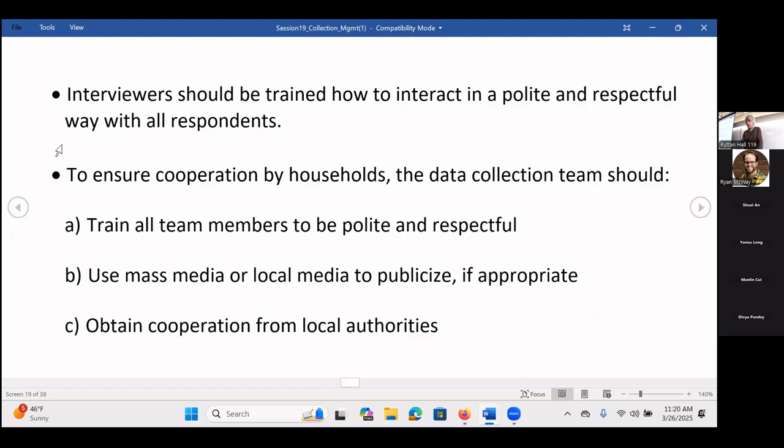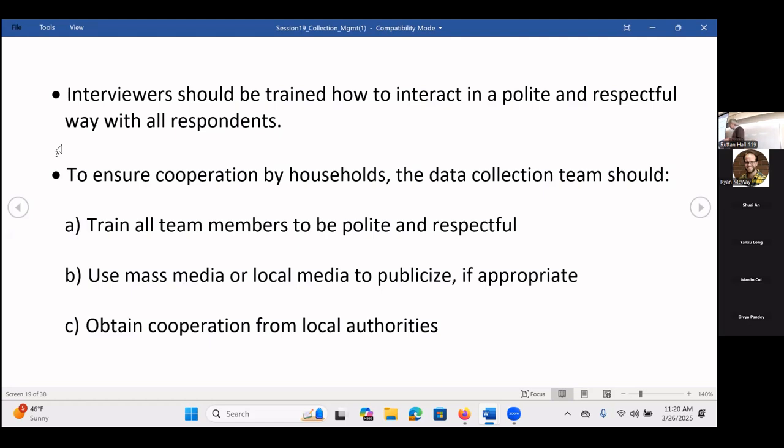Obviously you want the interviewers to be polite and respectful of the respondents, and to get the households, or the firms, to cooperate. You need to get everybody to be polite and respectful. You might use some mass media to publicize this. In surveys I did a long time ago in Ghana, and I think in Vietnam, there were nationwide surveys. There were television and radio ads telling people that data were being collected, please cooperate. So they know that this is a legitimate thing and it's not some kind of scam or something like this.